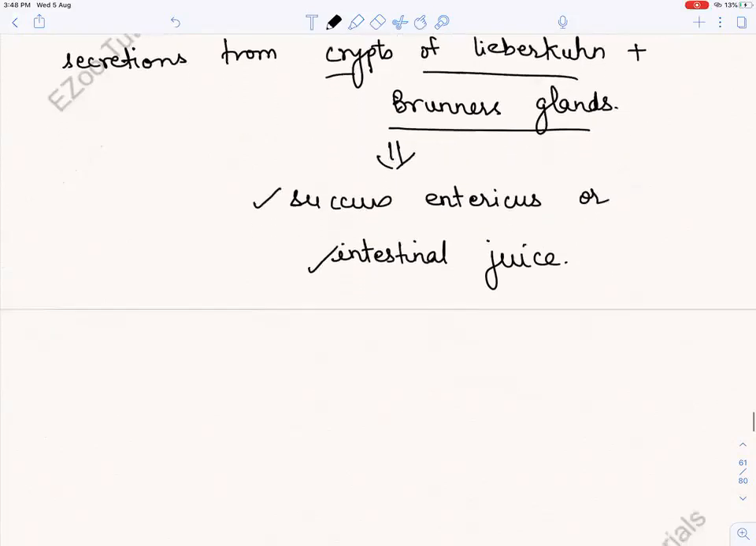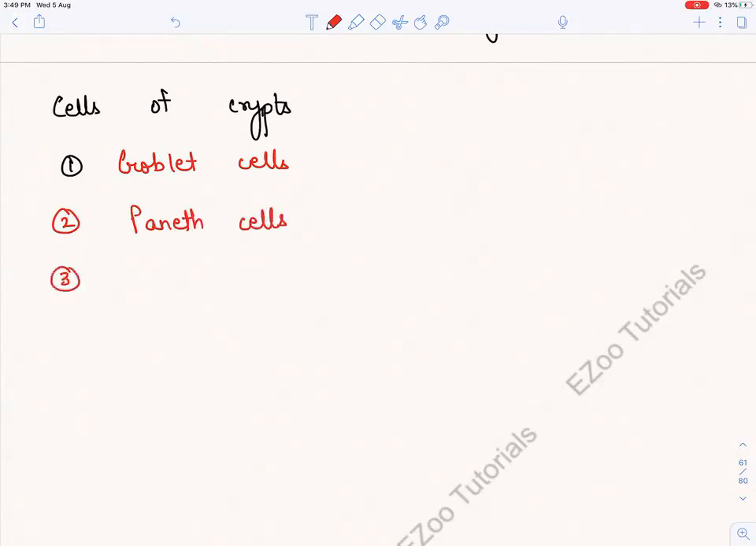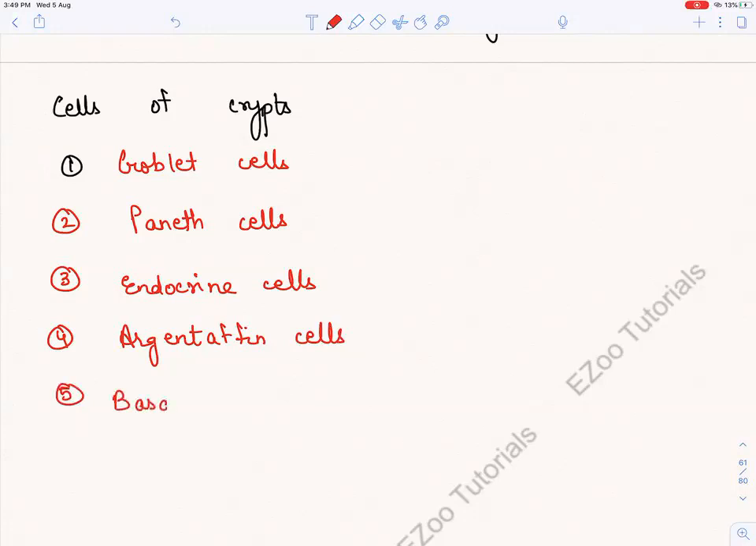So now let us see what all cells are present in these crypts. So there are goblet cells, right? What will the goblet cells do? They will secrete mucus. Then there are Paneth cells, which are secreting enzymes. Then there are few endocrine cells, which are secreting some local hormones. Then there are some argentaffin cells. This is secreting serotonin, which is a vasoconstrictor, and there are some basal cells.